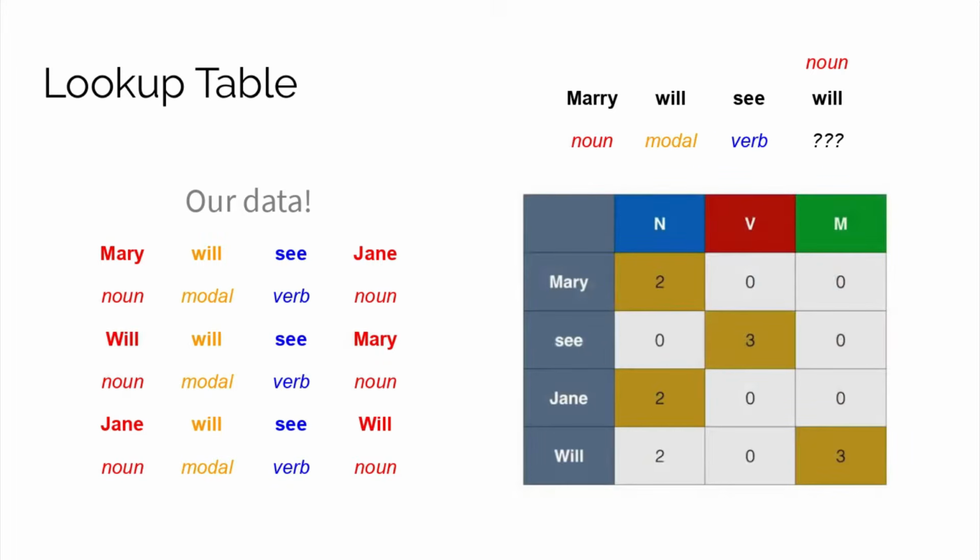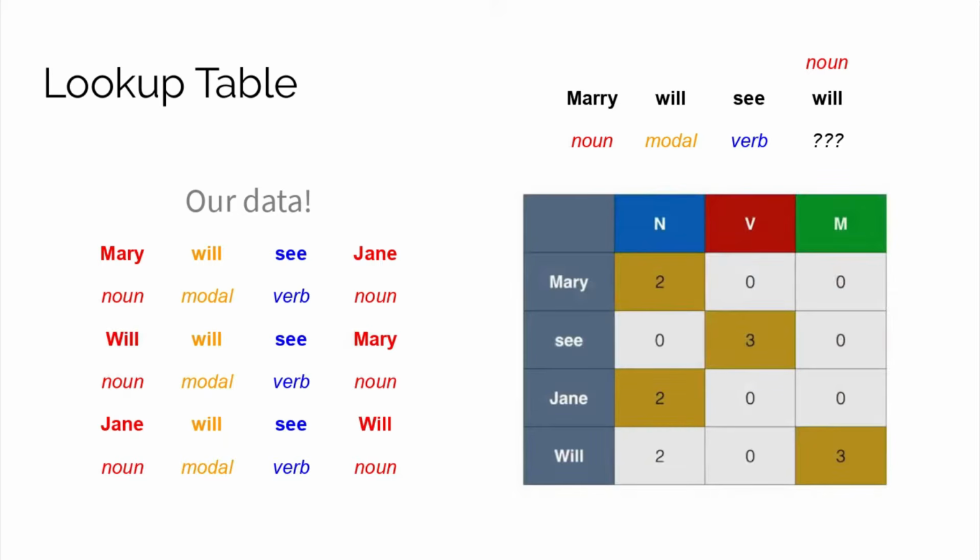Now let's go and tag each and every word. So Mary is pretty straightforward, it always occurs as a noun. Will is a modal verb because will most commonly occurs as a modal verb. See is a verb, it always occurs as a verb. But now we come to the name of the person, Will, but it's a noun. But our lookup table says it's a modal verb. Can you see the problem?